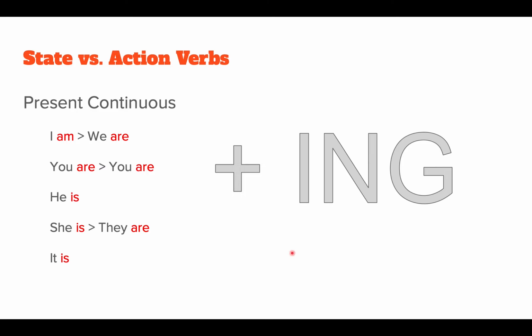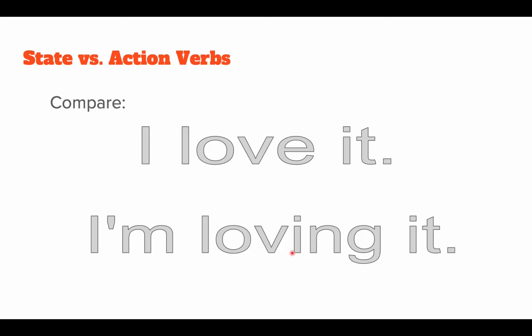Yes, so let's compare. Two examples, right? I love it and I'm loving it. And I'm going to tell you that only one of them is correct. This is the moment that you stop and you start thinking in Portuguese, right? To find the answer. So you go like, eu amo isso. Eu amo ele. Eu estou amando isso. Estou amando ele.